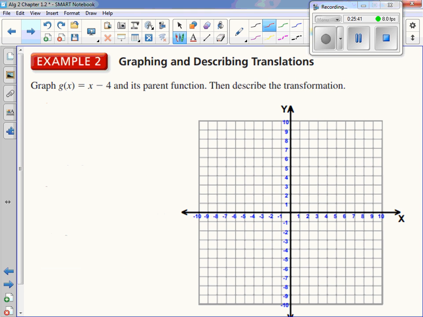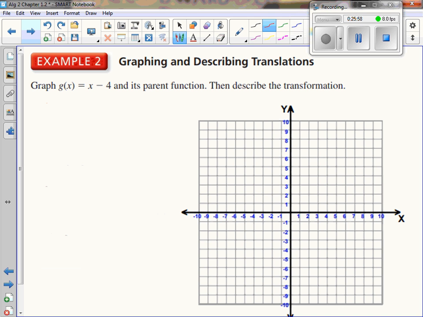Now this is the other type. Now you're not going to have to actually graph anything. It's going to give you 4 graphs, and you have to pick which one's the correct one. Now looking at this here, the graph is x minus 4.